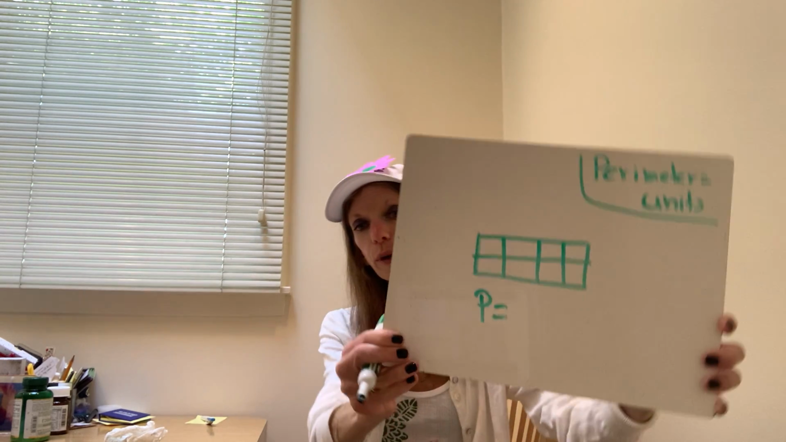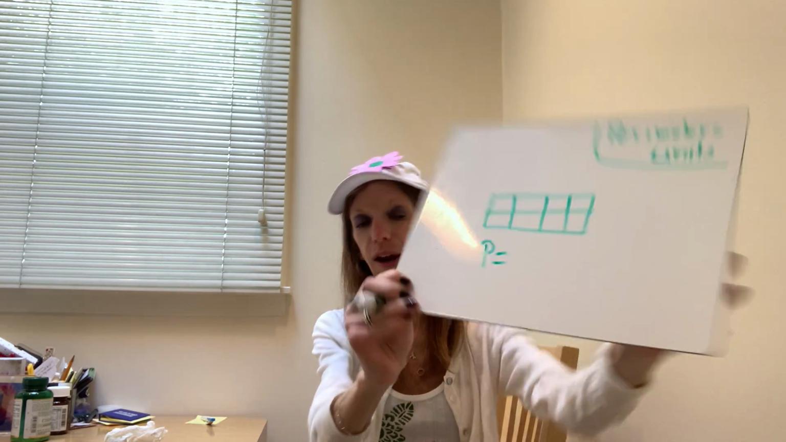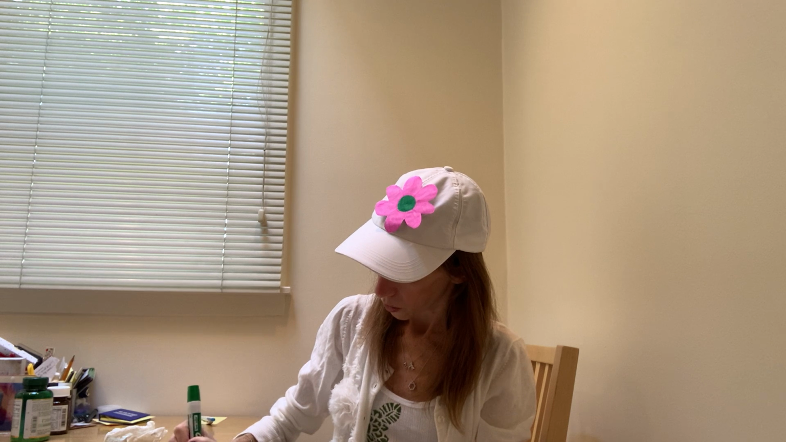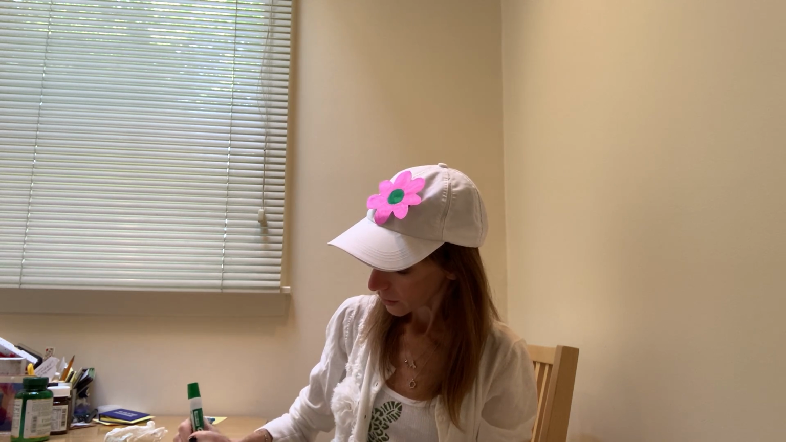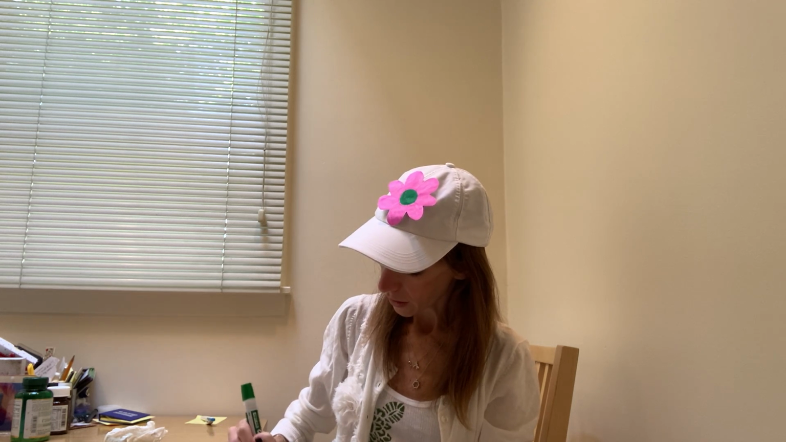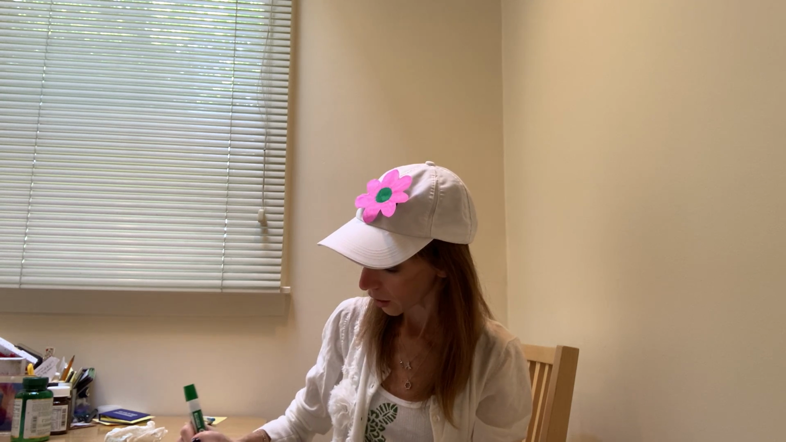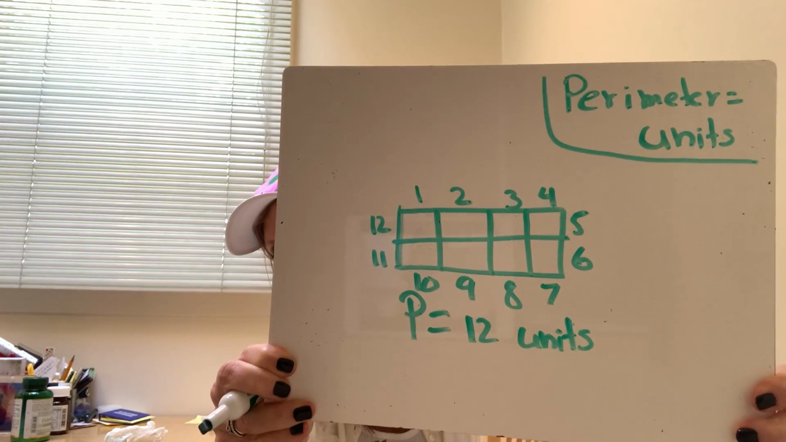So we're going to find the perimeter of this rectangle. Again, I'm going to count everything going around. So I'm going to go 1, 2, 3, 4, 5, 6, 7, 8, 9, 10, 11, 12. So the perimeter is 12 units. Does everybody see how I did that? 12 units.